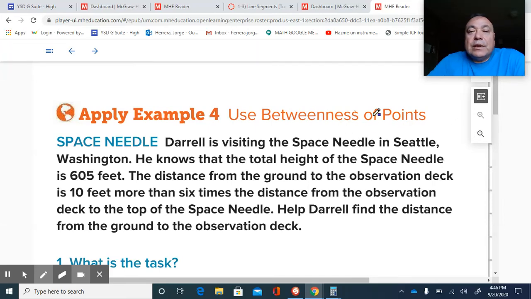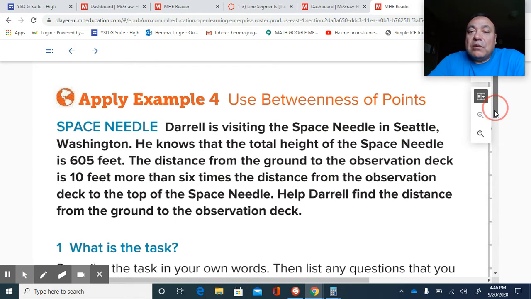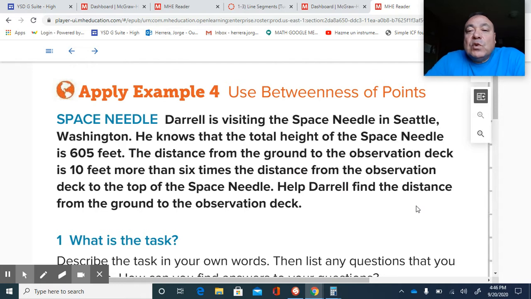Okay, guys, we're gonna apply this to the best of our ability here. So what we have is a word problem: how to use the betweenness of points to find out certain lengths.